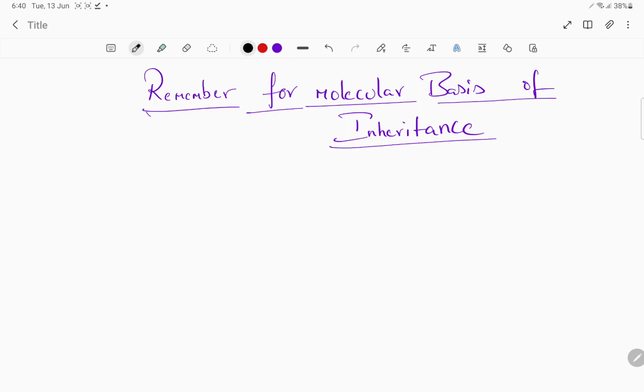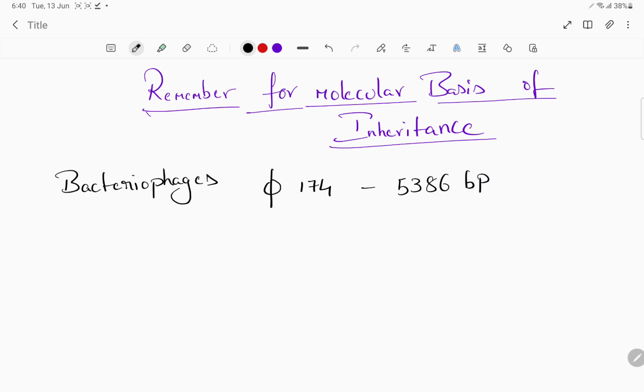So coming to the very first thing, bacteriophages. Bacteriophages are the viruses which affect bacteria. The first one is 5174, a bacteriophage. This has 5386 base pairs.